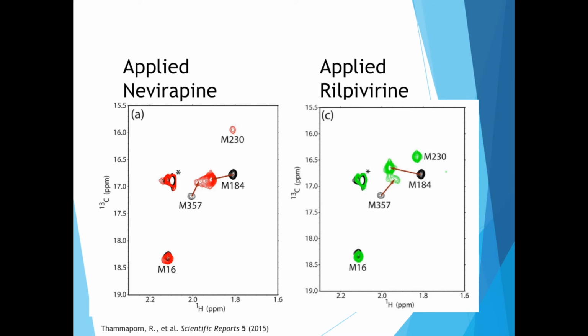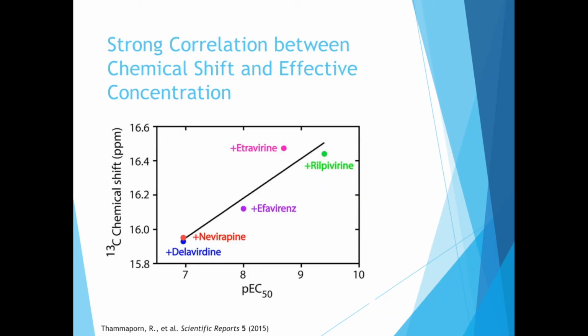Another thing that they found is that different drugs would cause different amounts of chemical shift. In this case, different amino acids shift different amounts when the applied medicine is either nevirapine or rilpivirine. Based on their experiment results, they found a strong correlation between the chemical shift of a specific amino acid, which is M230, and the effectiveness of different drugs, which is quantified by the 50% effective concentration.